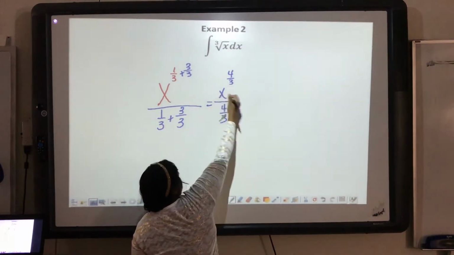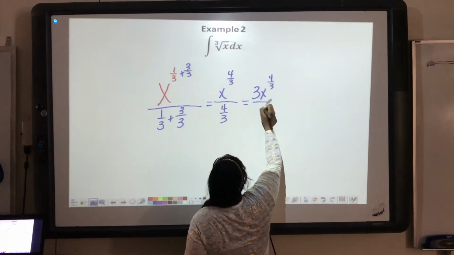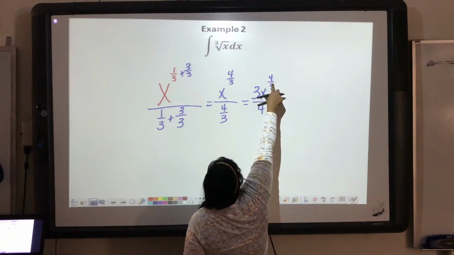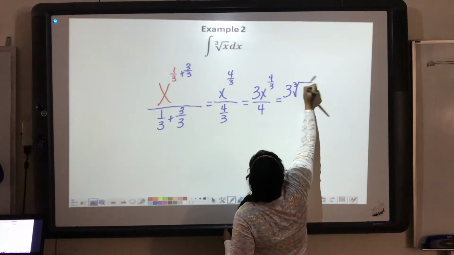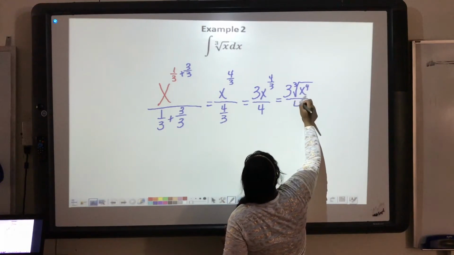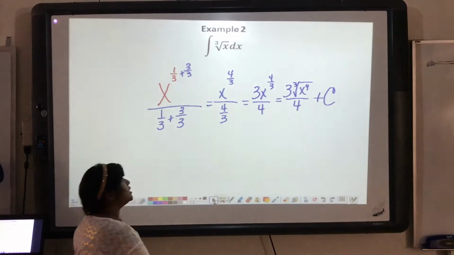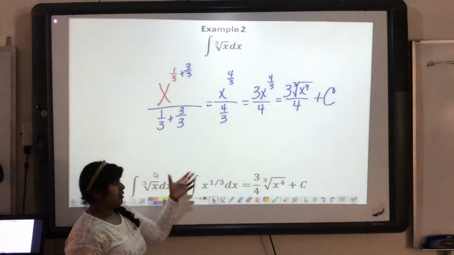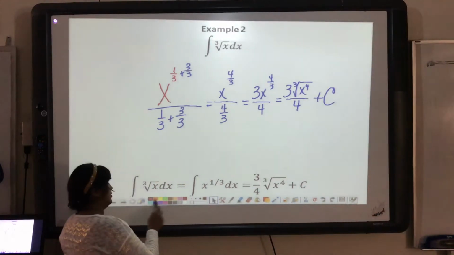I flip it, drag it to the front. This becomes 3x to the 4/3 over 4. I get rid of this x to the 4/3. This becomes 3 cubed root of x to the 4th over 4 plus c. Was I correct in my reasoning? Yay, I was. Absolutely fantastic.